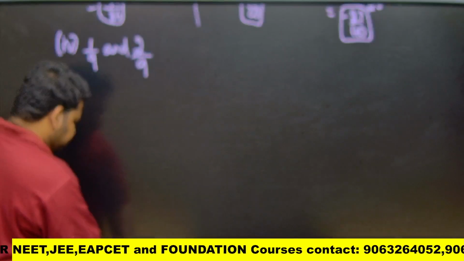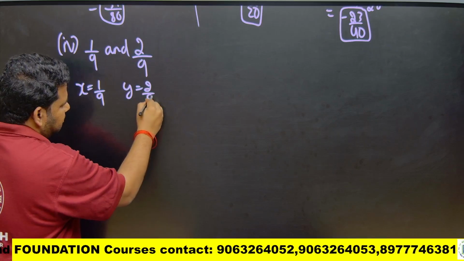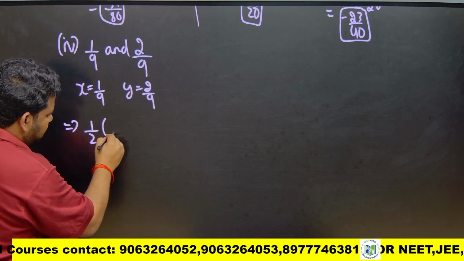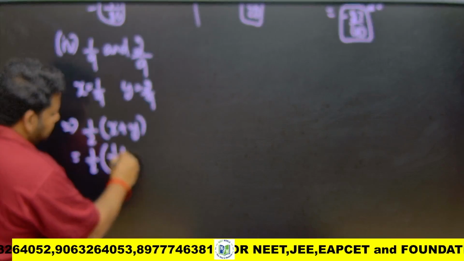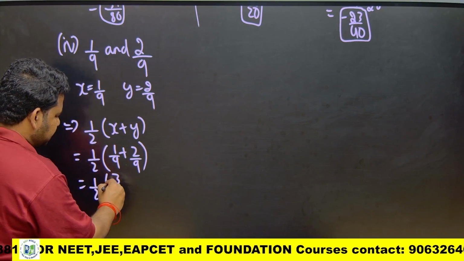So what we have to do, first of all, is take x and y. X is equal to 1 by 9 and y is equal to 2 by 9. Got it? Now I have to find the rational number. The formula is 1 by 2 into x plus y. So that is equal to 1 by 2 into 1 by 9 plus 2 by 9. So this is 1 by 2 into 1 plus 2, which is 3. So this will be 3 by 9.